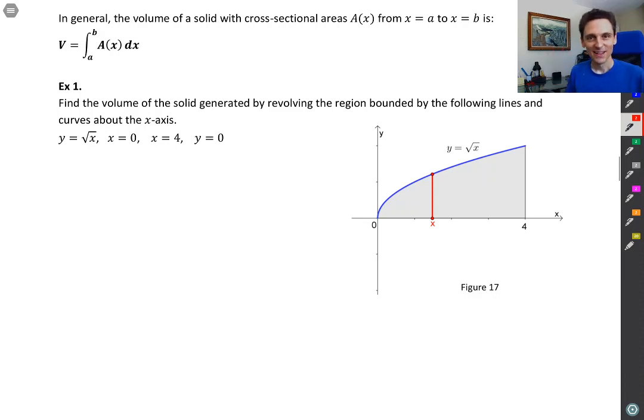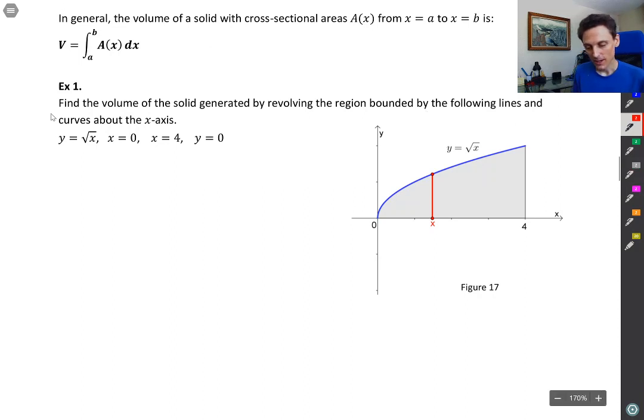Welcome back. Alright, it's finally time for the rubber to meet the road. Let's peel out and check out example 1. So example 1 says find the volume of the solid generated by revolving the region bounded by the following lines and curves about the x-axis.